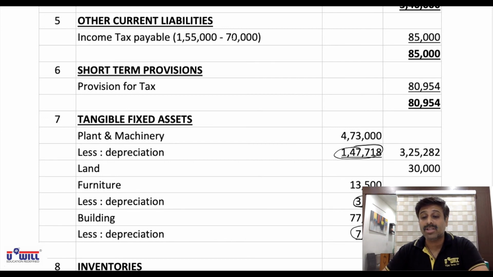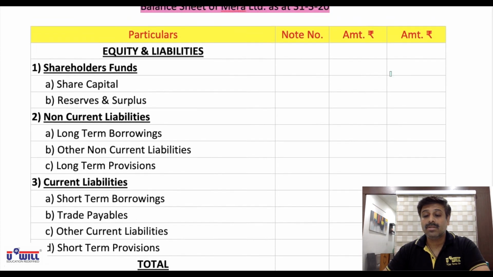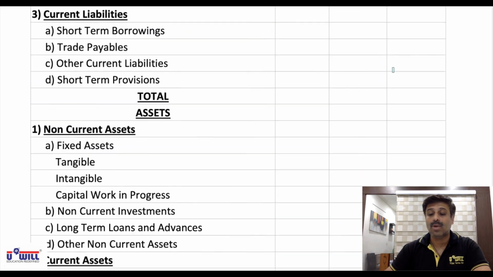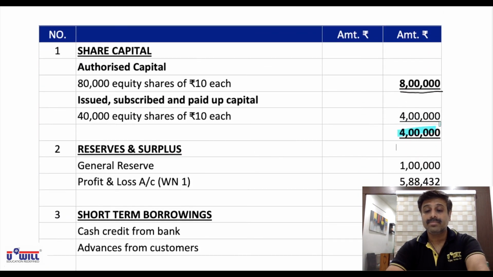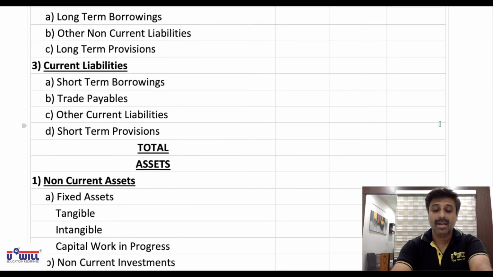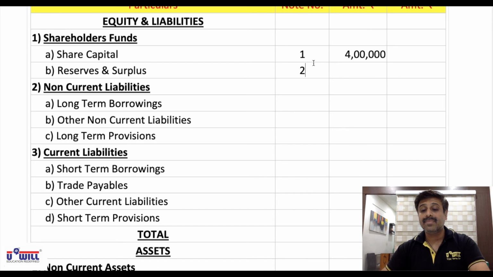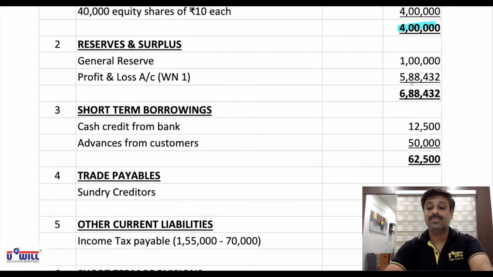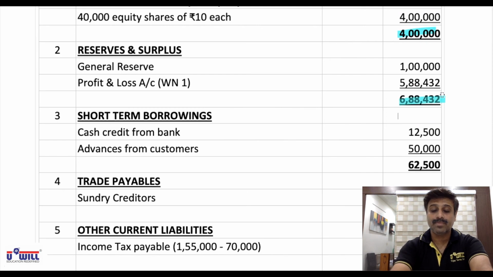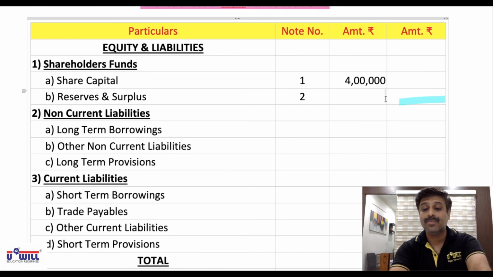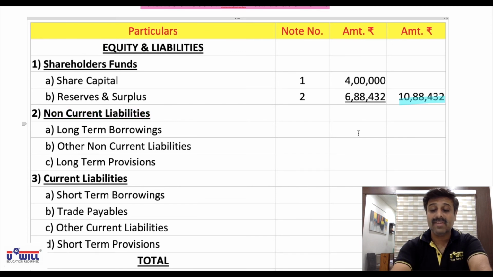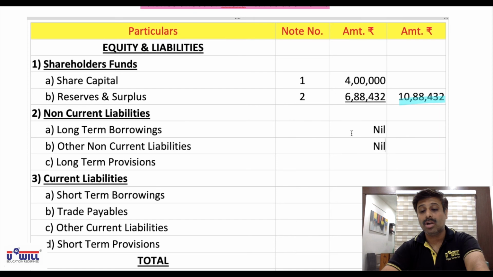Now we take up the balance sheet, remaining items. Very first, note number 1, share capital 4 lakhs. Then note number 2, we have reserves and surplus, that is 6,88,432. Total 10,88,432. Then we don't have long-term borrowings, we don't have other non-current liabilities, we don't have long-term provisions. So total non-current liabilities are nil.